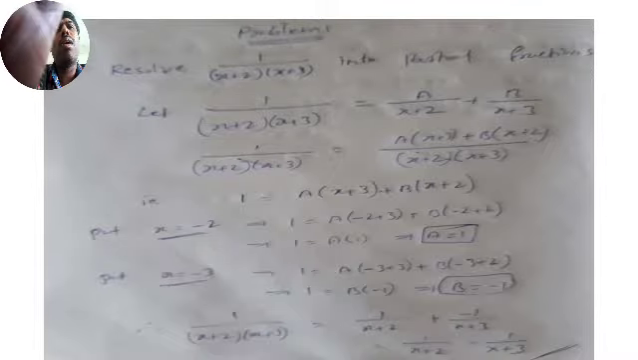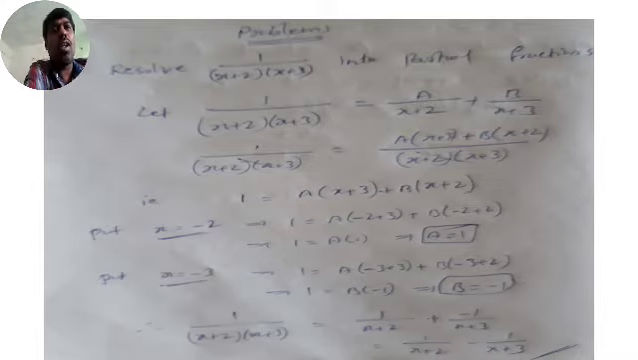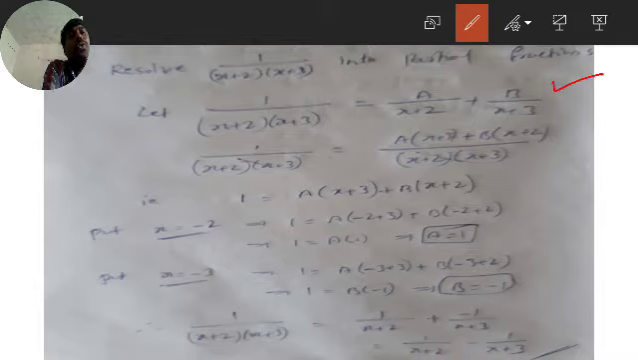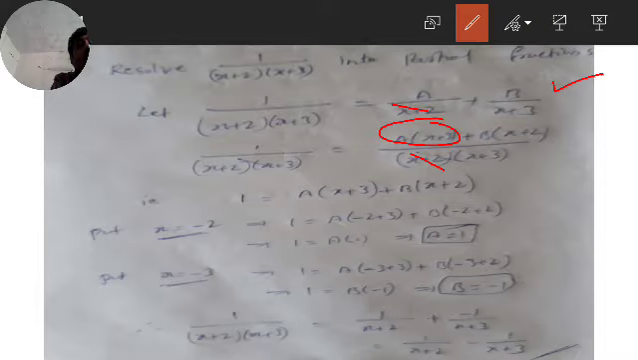This is my first problem, guys. Resolve 1 by x plus 2 into x plus 3 into partial fractions. By rule 1, by x plus 2 into x plus 3 can be written as a by x plus 2 plus b by x plus 3. You can write like this. 1 by x plus 2 into x plus 3 is equal to, take LCM x plus 2 into x plus 3. For x plus 2, x plus 2 cancels, a into x plus 3, x plus 3 cancels, b into x plus 2.